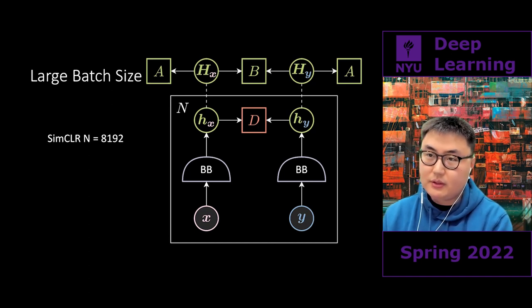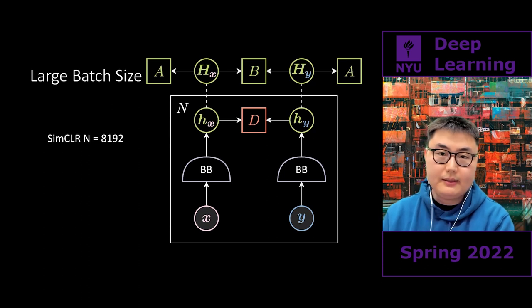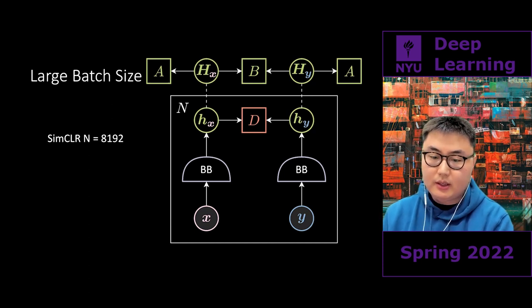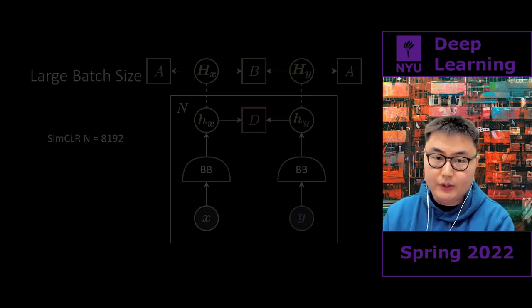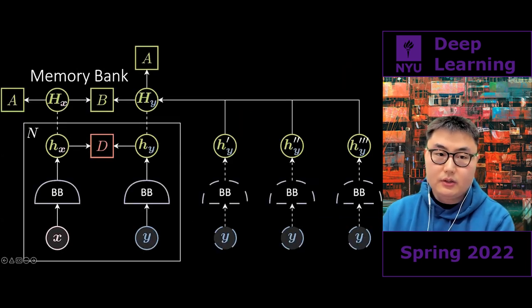However, MoCo uses, I think, a more clever way. It's also a really old idea, which is to use a memory bank. The idea is you use a smaller batch size. Let's say here N is 200 or just 128, 256, a smaller batch size. For the positive, you always keep the same thing, right? But for the negatives, you want a large batch size. How do you do that?